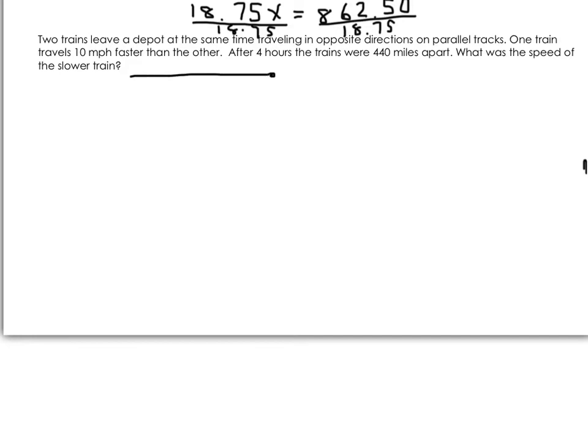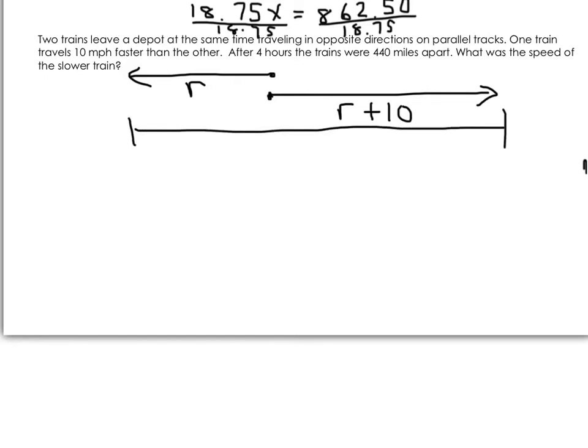I think pictures help in a situation like this. 2 trains leave the depot, traveling on parallel tracks in opposite directions. One train travels 10 miles per hour faster than the other. So if this is the rate, then this one is the rate plus 10. After 4 hours, so 4 hours later, these guys are a total of 440 miles apart.